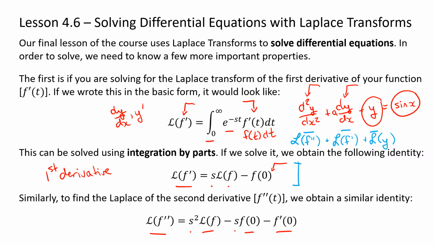What these do is now, instead of having three separate functions here, we actually have all of them in terms of just the Laplace transform of the original function. Okay, so we use these and we substitute them into the differential equations so that we can get just the Laplace transform. We get the Laplace transform on one side of the equation, everything else on the other side of the equation. And then remember, we can do the inverse Laplace transform to find that original function.